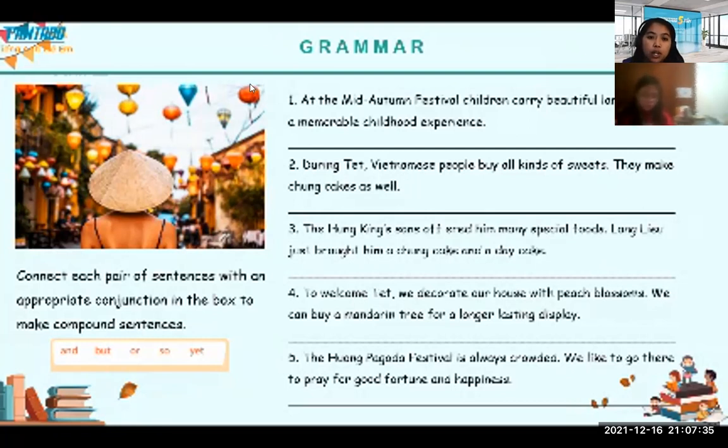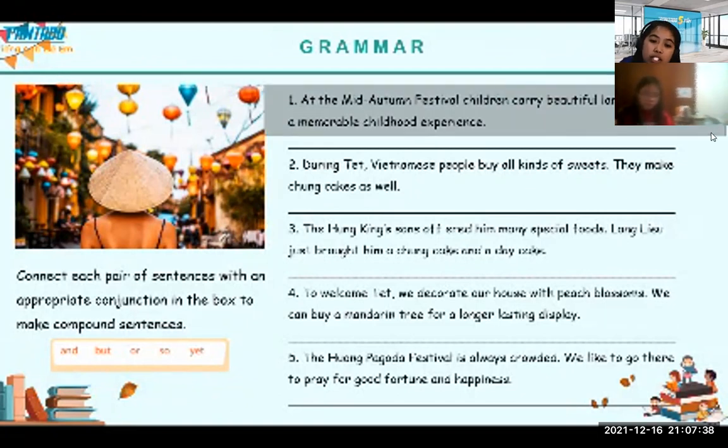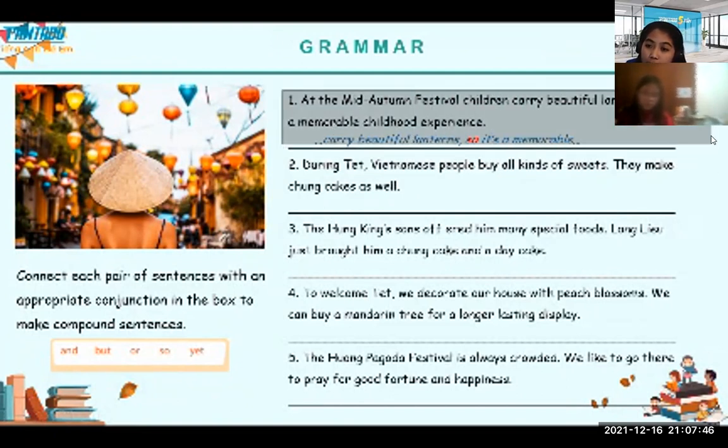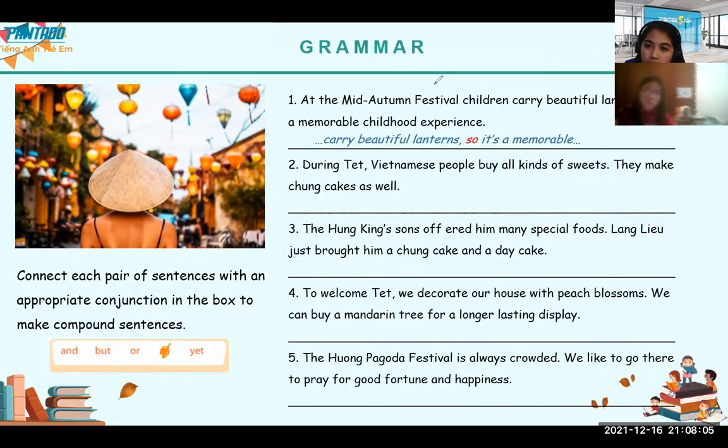Okay, for example, Ngok, teacher will answer number 1 so that you can follow. At the Mid-Autumn Festival, children carry beautiful lanterns, so it's a memorable childhood experience. So, I use so. Can you see the answer? So you're going to choose your answer from here.